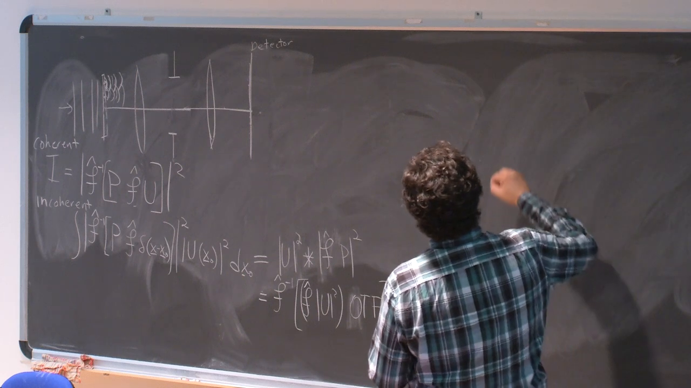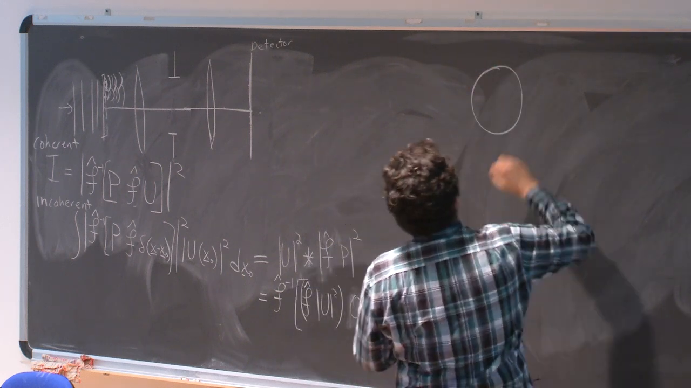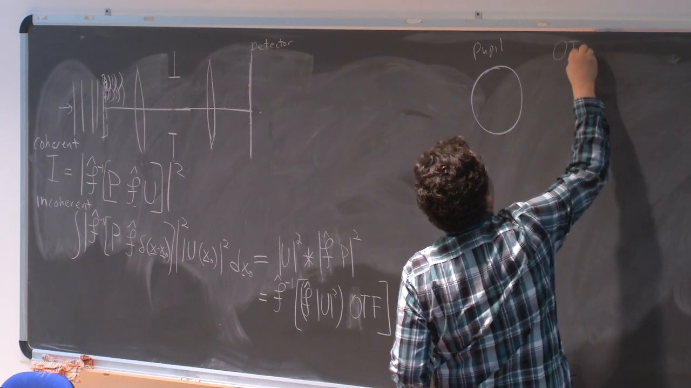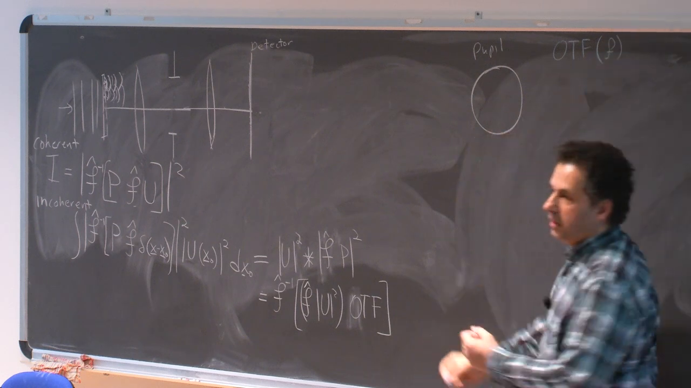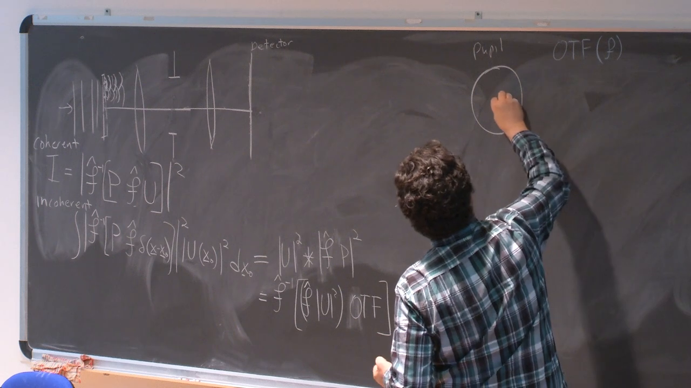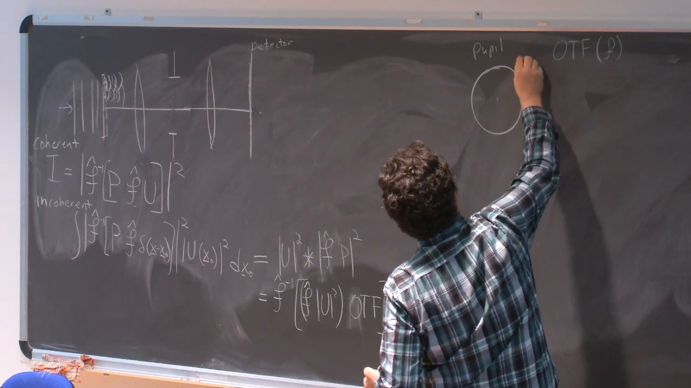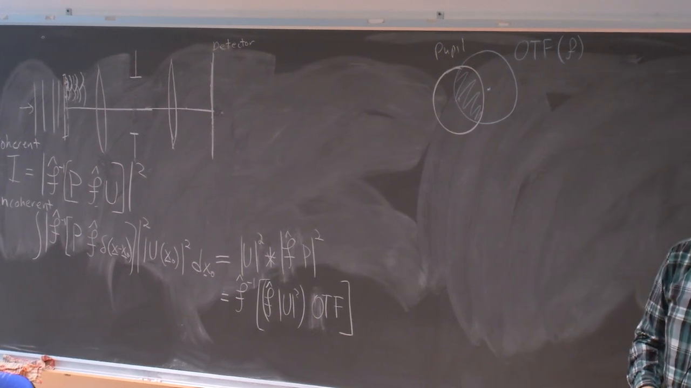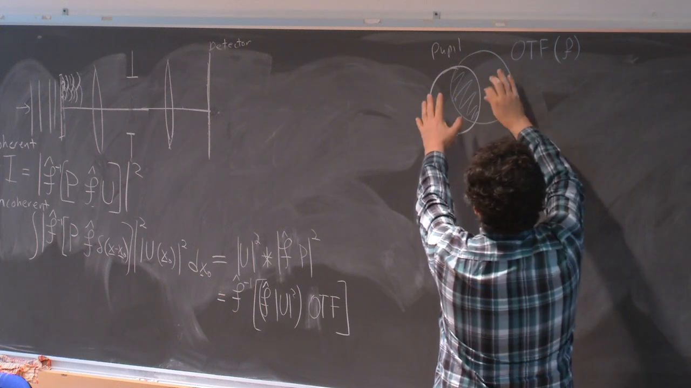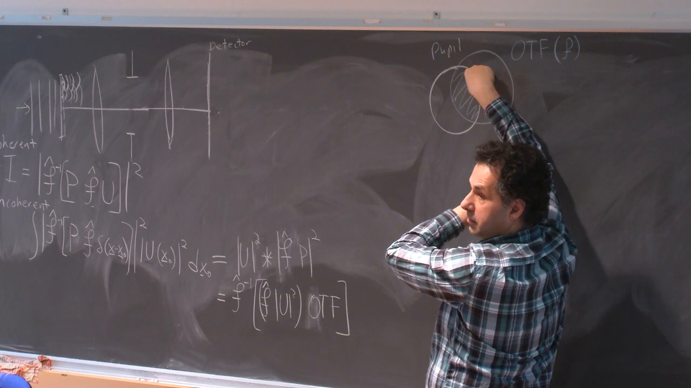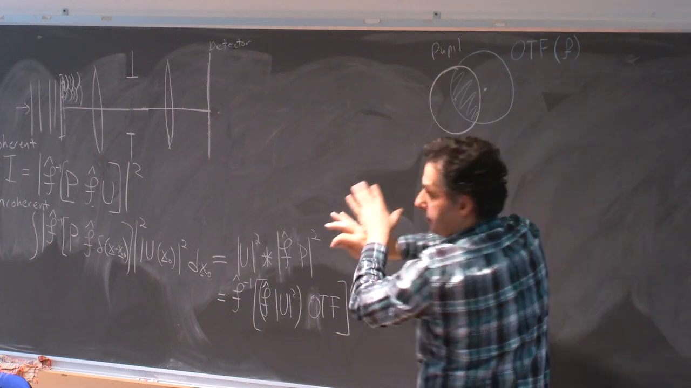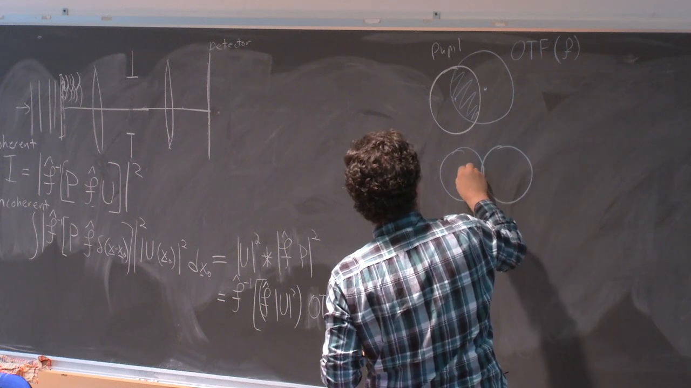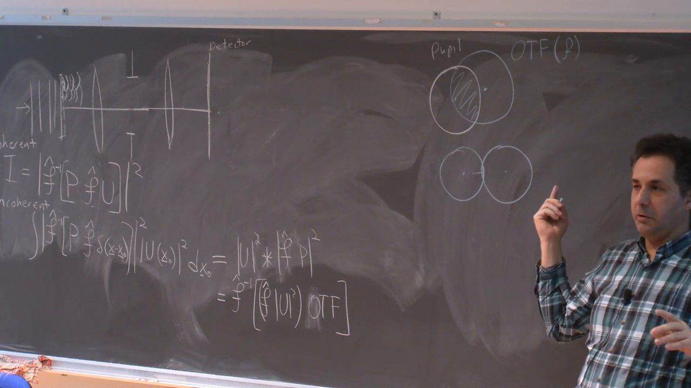The OTF has a nice interpretation graphically. Suppose that this is our pupil. OTF is a function of a pupil coordinate. And what it is, if I have this pupil here, at point rho, I come to that point rho here, and I draw another copy of the pupil there. And it gives me this overlap area. So that function, this OTF, is maximum when rho is equal to what? Zero. And it drops to zero once the separation is twice as much as the radius of the pupil.